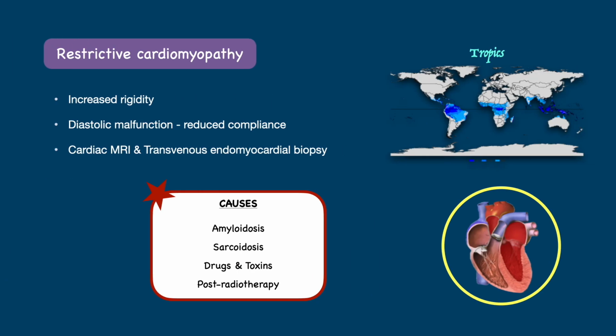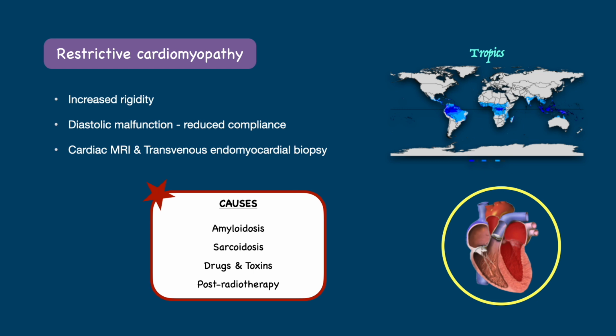Next is restrictive cardiomyopathy. This form of cardiomyopathy is commonly observed in tropical regions. Contrary to dilated cardiomyopathy, restrictive cardiomyopathy is a diastolic malfunction caused by an increased rigidity of the heart's wall due to the increased connective tissue leading to increased pressures in atria and ventricles.